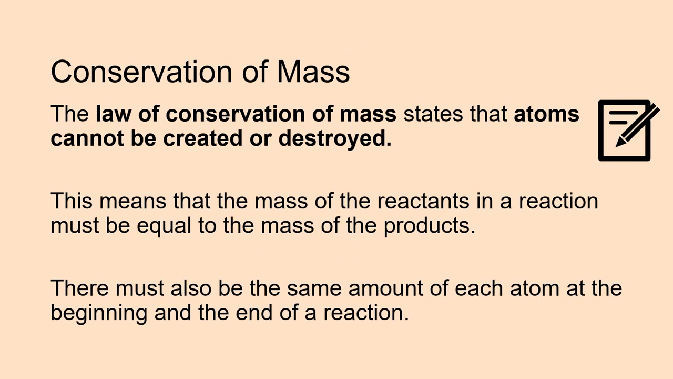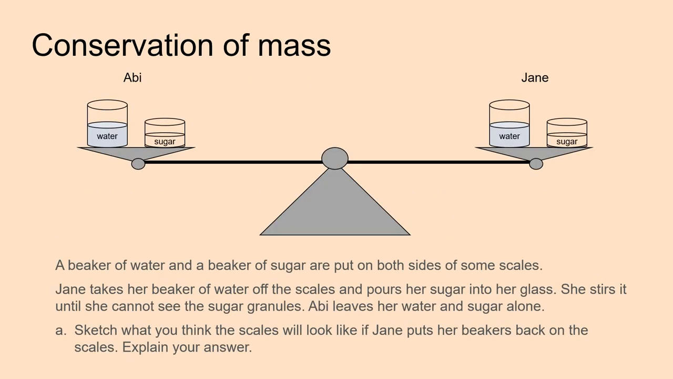The law of conservation of mass tells us that atoms cannot be created or destroyed. And this means that the mass of the reactants in a reaction must be equal to the mass of the product, because it's got the same number and type of atoms at the beginning as there is now at the end. They've just been rearranged. So, let's have a look at this question.